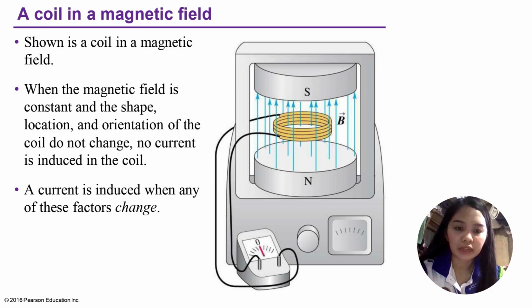Consider a coil placed in a magnetic field. If the magnetic field is constant and the coil's shape, location, and orientation remain unchanged, no current is induced. However, if any of these factors change, the magnetic field strength, the coil's shape, its position, or its orientation, a current will be induced.